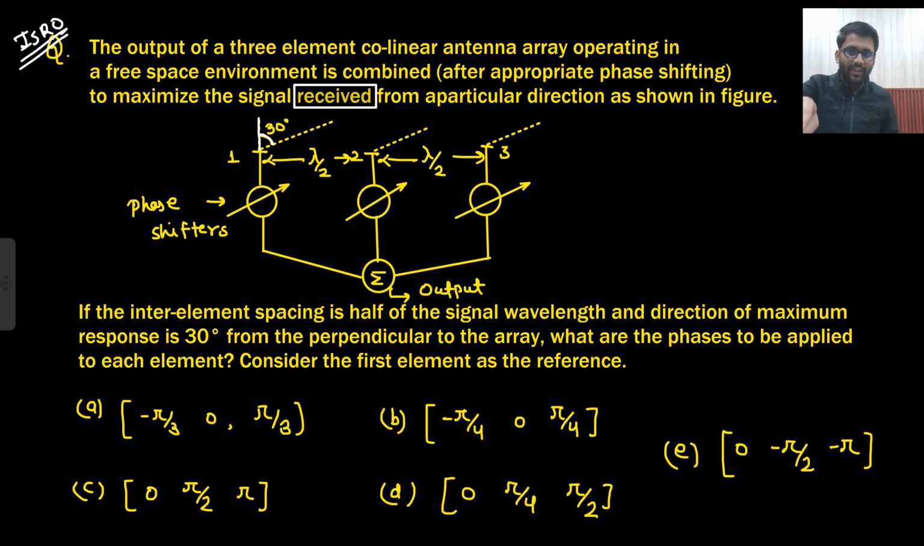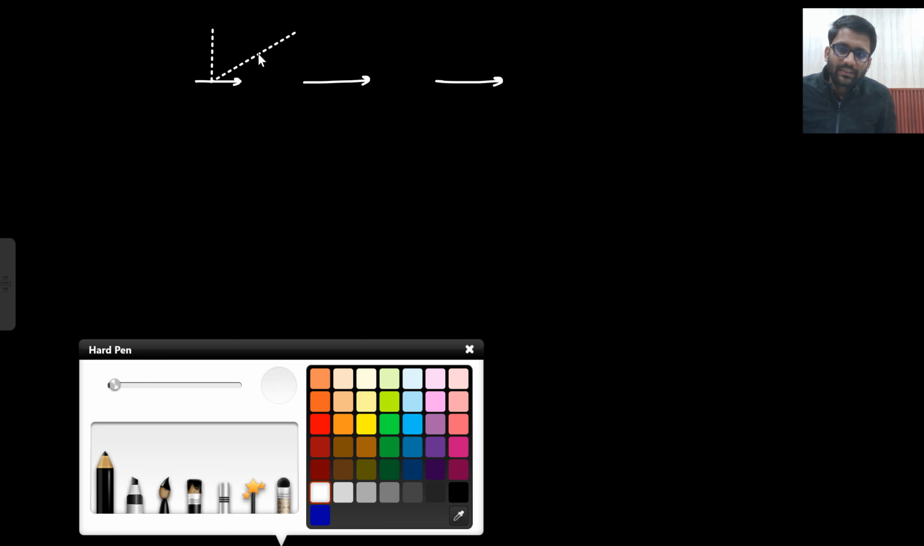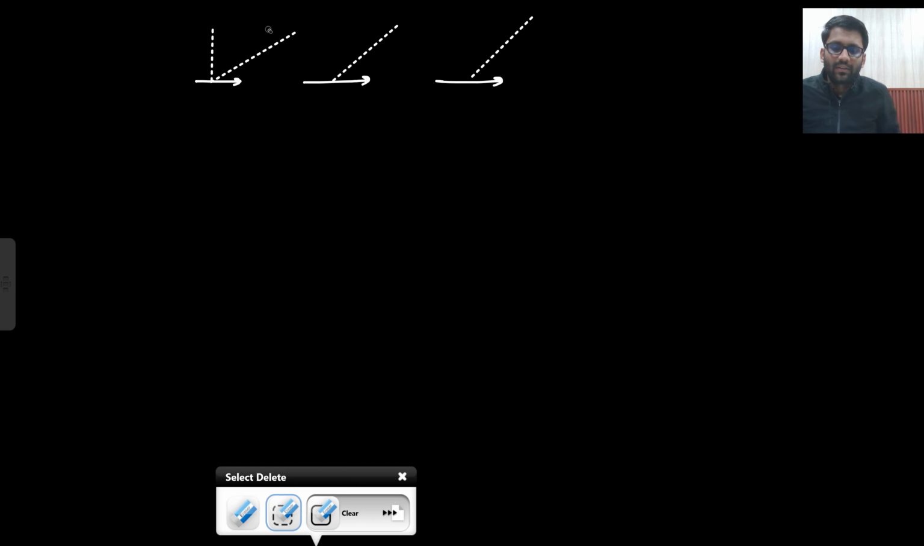Because if you read this statement very carefully, they are saying the direction of maximum response is 30 degrees from the perpendicular to the array. So certainly the arrays would have been placed like this. This is how the arrays are placed. And what they are saying is that this angle is 30 degrees. That means certainly this angle, this is your arrival direction, right? This is the direction from where the received waves are coming.